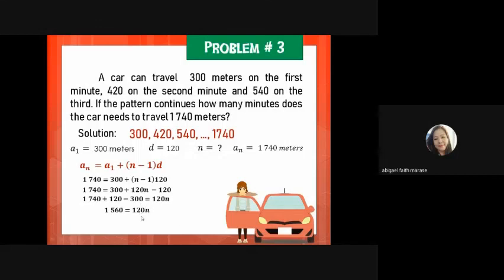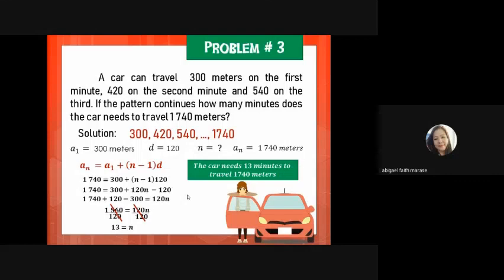To eliminate the coefficient of n, we will divide both sides by 120. So, makakancel yung 120 nito. Actually, ito makakancel. That is 1,560 divided by 120. And that is equivalent to 13. So, dito lang may makakancel, which is n. So, therefore, we can conclude that the car needs 13 minutes to be able to travel or to cover a distance of 1,740 meters.